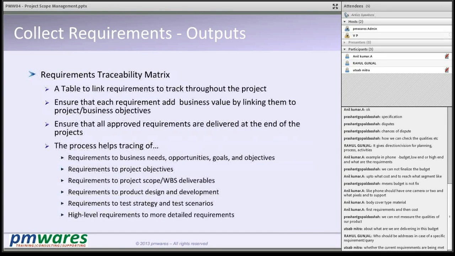The second is the traceability matrix. The traceability matrix works like this. It's a kind of matrix.